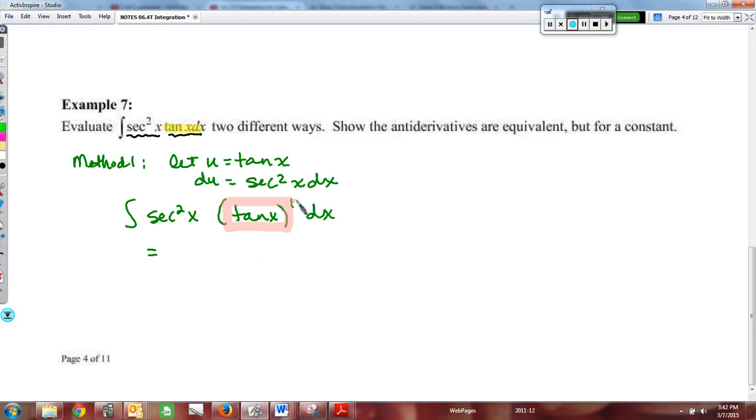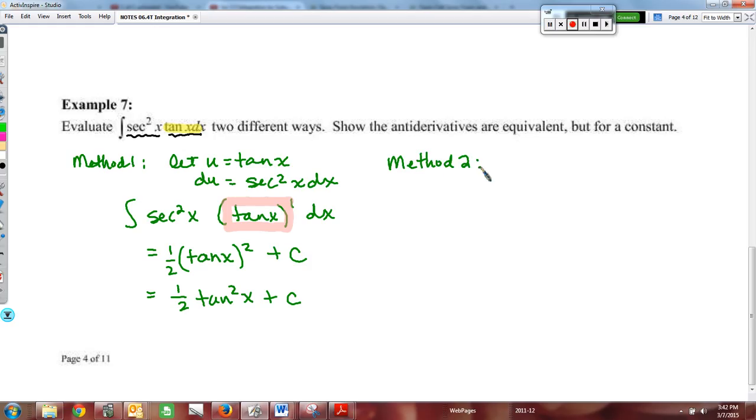So I have u to the first. The antiderivative of u to the first is u to the second times 1/2 plus c. Okay, so that's going to give me 1/2 tangent squared x plus c. So that's method 1 for calculating this integration. But the idea here, and this is why integration can sometimes be difficult, is there's always more than one way to work a problem, and it all depends on how you want to approach it.